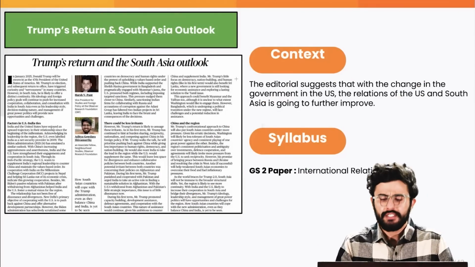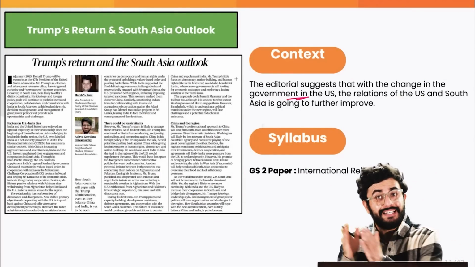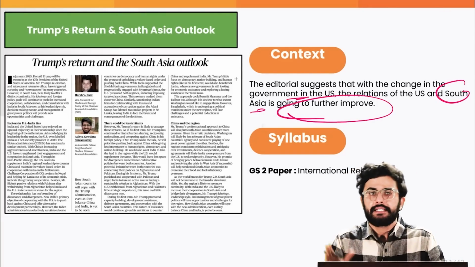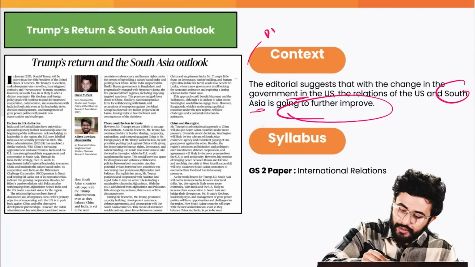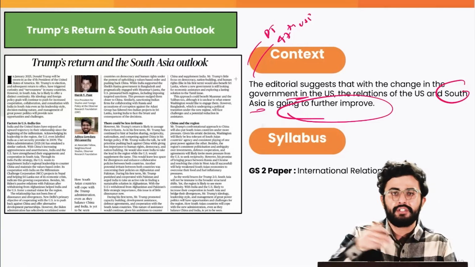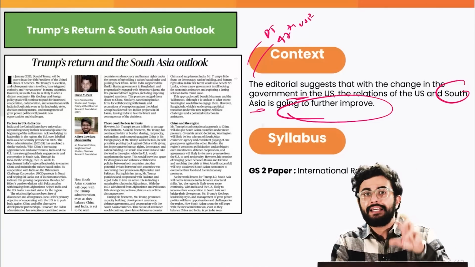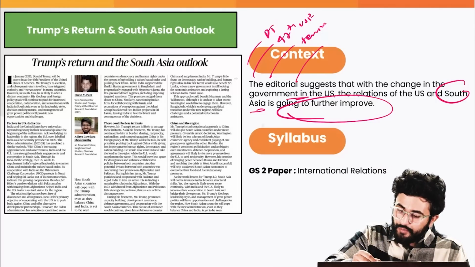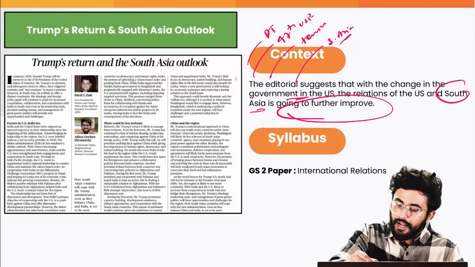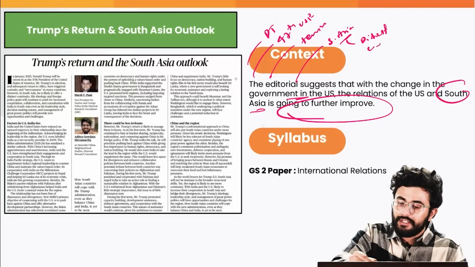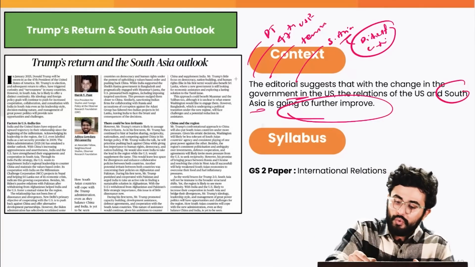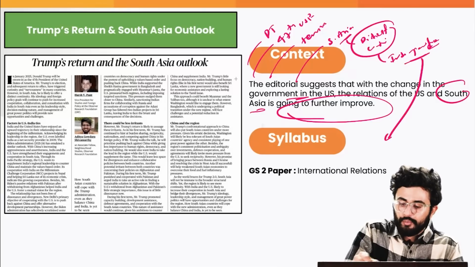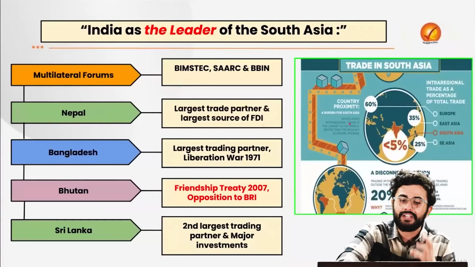The editorial suggests that with the change in the government in the US, the relations of the US and South Asia are going to further improve. The article suggests that with the re-election of Donald Trump as the 47th US president, which is going to become effective in January 2025, there is growing tension among various countries, but not in the region of South Asia, which is going to face a distinct continuity in the policies of the US, being quite central to its Indo-Pacific interest. And this debate forms an important component of your GS2 paper under the larger theme of international relations.